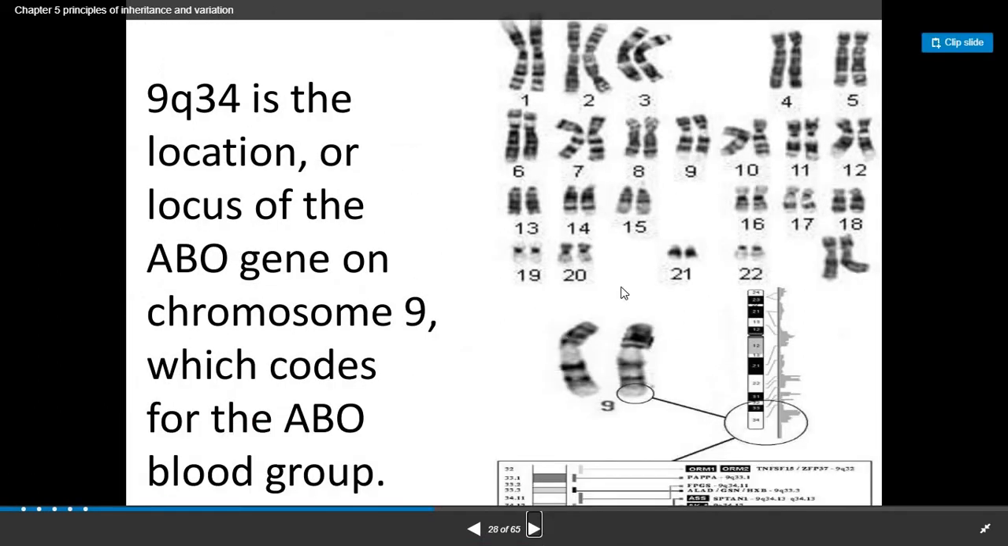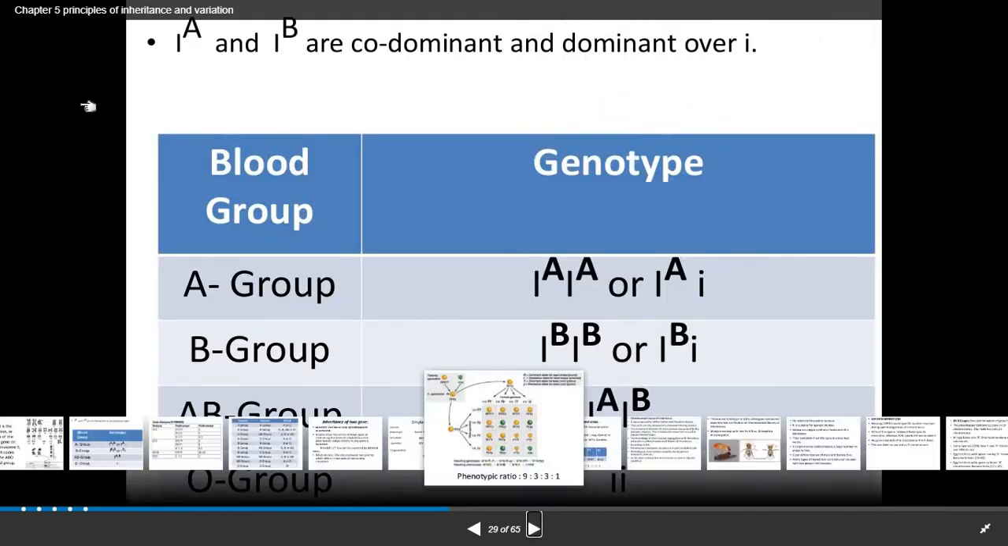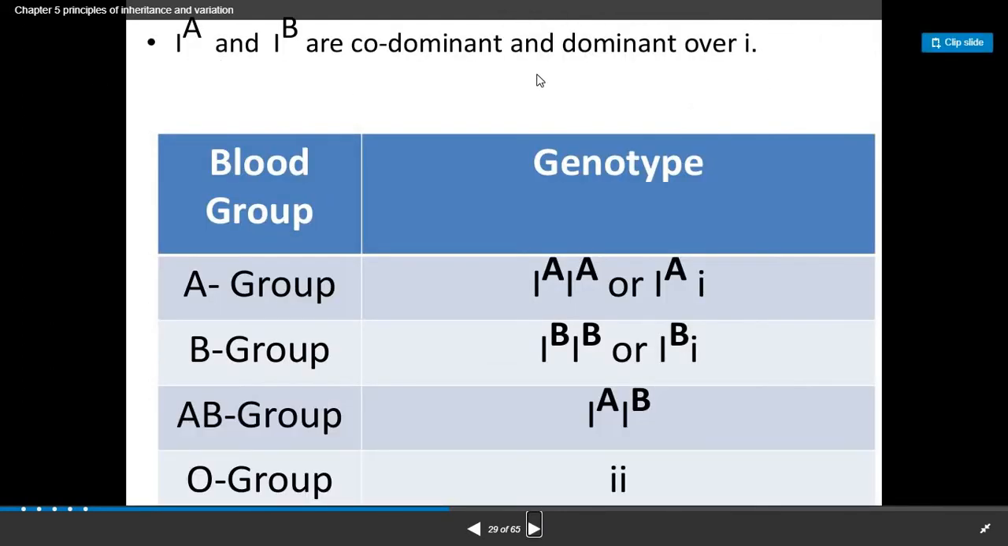Now this is the location of the ABO gene, shown on chromosome number 9 and highlighted. 9q34 is the locus of the ABO gene on chromosome 9, which codes for the ABO blood group. IA and IB are codominant and dominant over i, as we have seen.